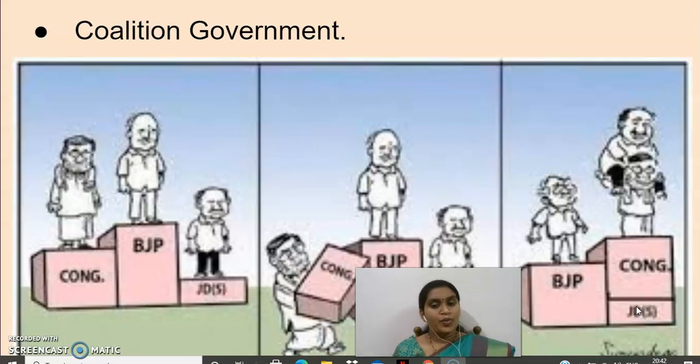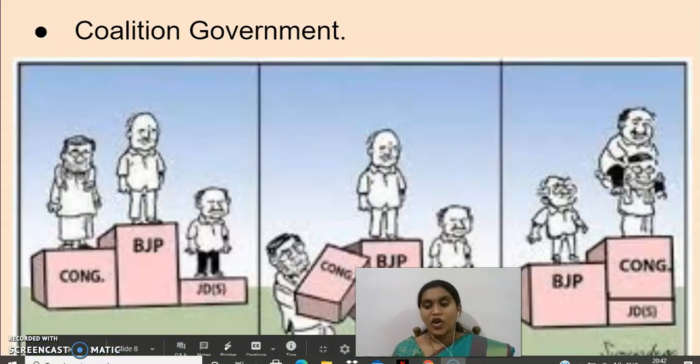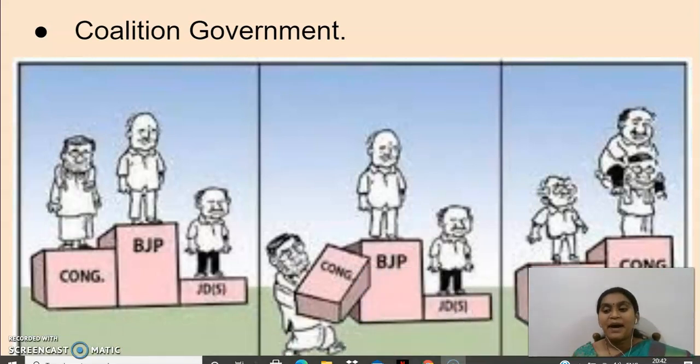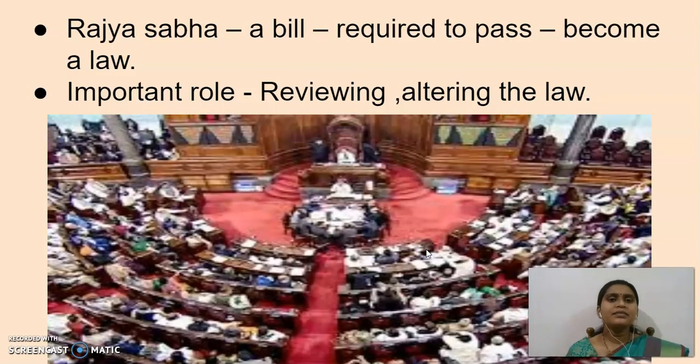Hope you guys are understanding, right? The coalition government means two or more political parties joining together to form the government. That is called a coalition government. Okay. Yes. And the next thing we see, Rajya Sabha.